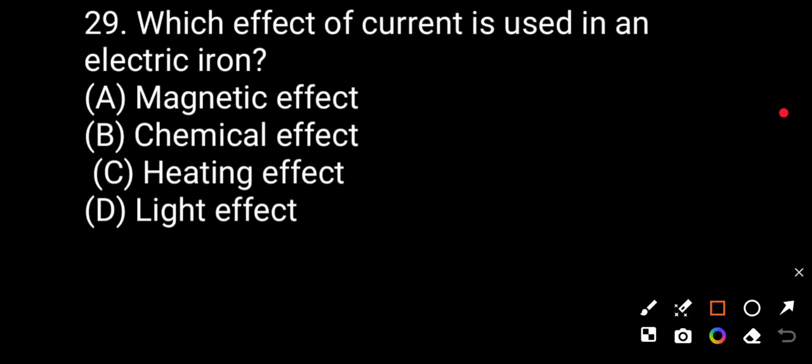Question number 29. Which effect of the current is used in an electric iron? Magnetic effect, chemical effect, heating effect, light effect. Correct answer will be C, heating effect.